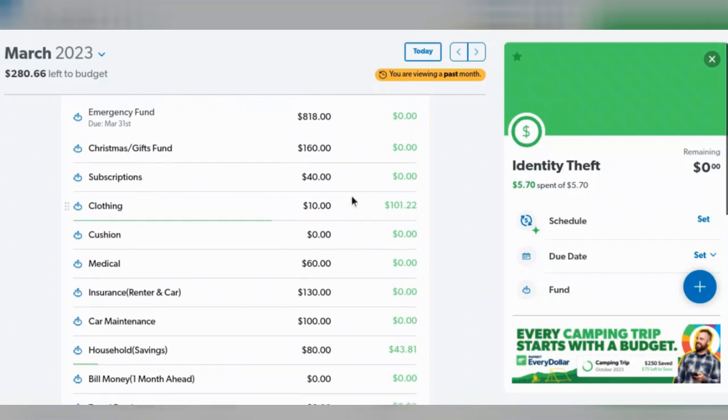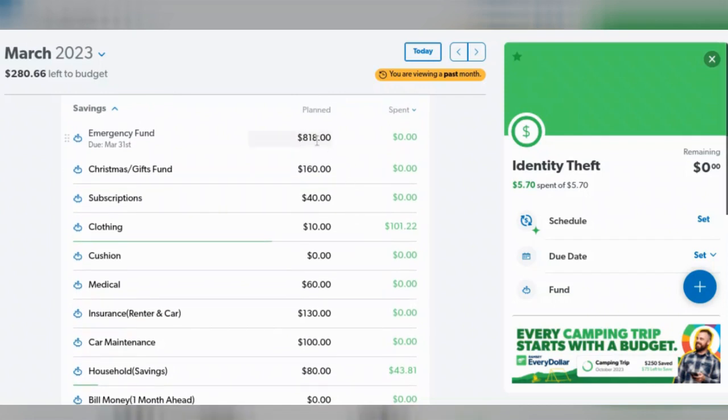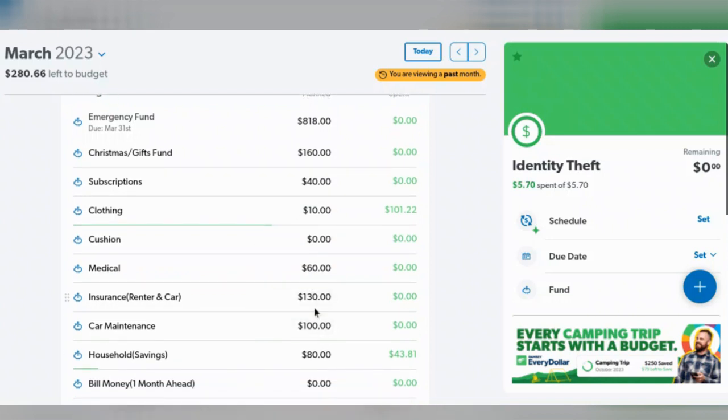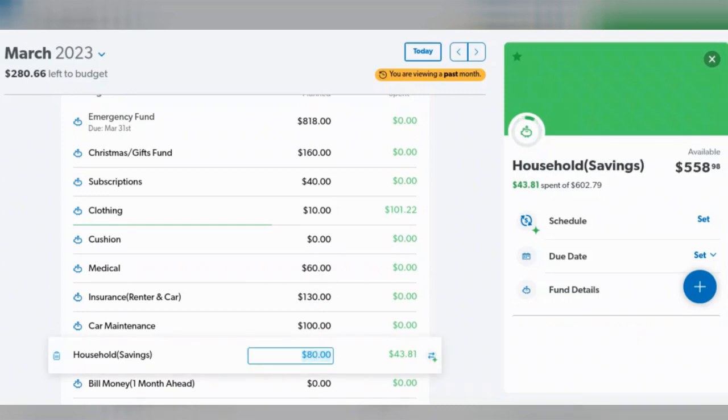I just want to make sure I got these savings right, because I had 818 going into my emergency fund. So I can get to add 280.66, but that's only if I got all of these. Everything is accounted for here. So that was 160 in the Christmas and gifts, subscriptions 40, clothing 10, car maintenance, where are you? Right here, 100. Insurance is 130. Household is I have 80 here, but on paper I budgeted 100.